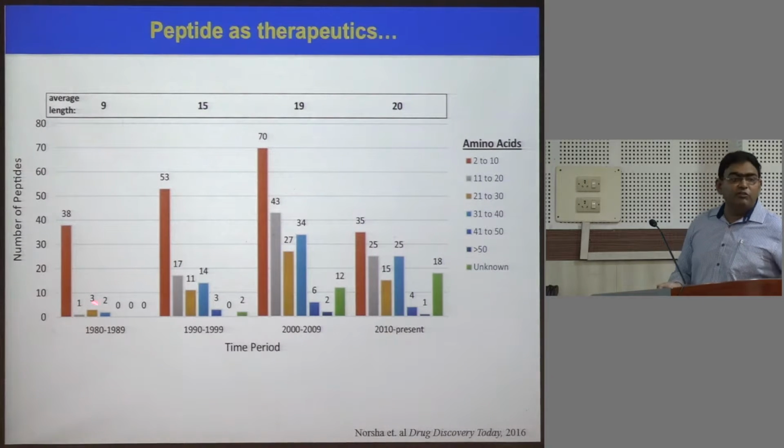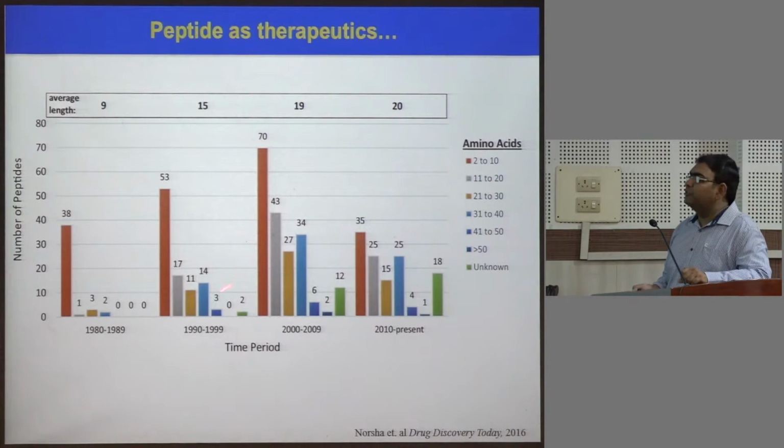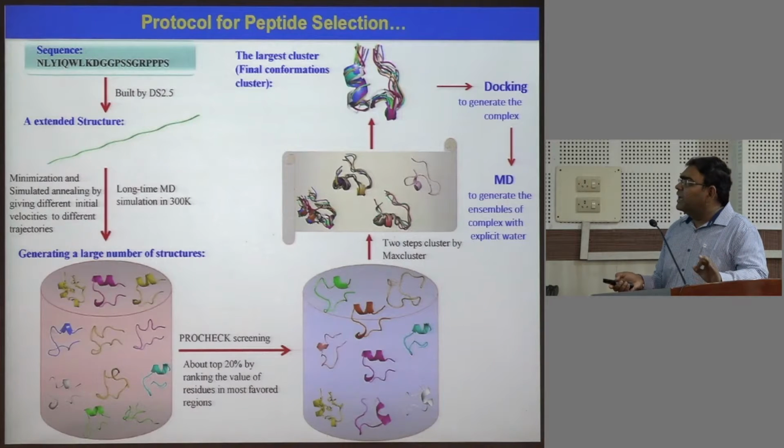Why this peptide, and what would be the size? If you derive a peptide from the interacting partner, what would be the ideal length of the peptide to bind onto the surface? From the literature recently published in 2016, people are very interested in this area and lots of recent research is coming. They find that peptides 2 to 10 amino acids in length are the most effective ones. So accordingly we plan our strategy.